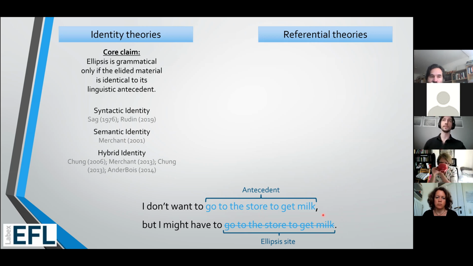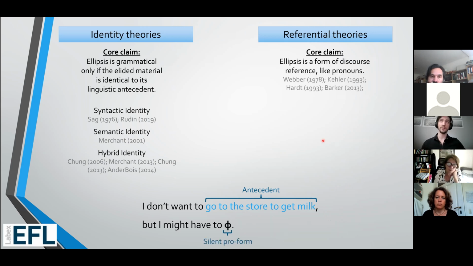And I'm contrasting this with a class of theories, referential theories, that claim that ellipsis is a form of discourse reference, not unlike pronouns, where the idea is that the ellipsis site just contains a silent proform, and that proform recovers the meaning of the ellipsis clause referentially the same way that a pronoun would, okay?